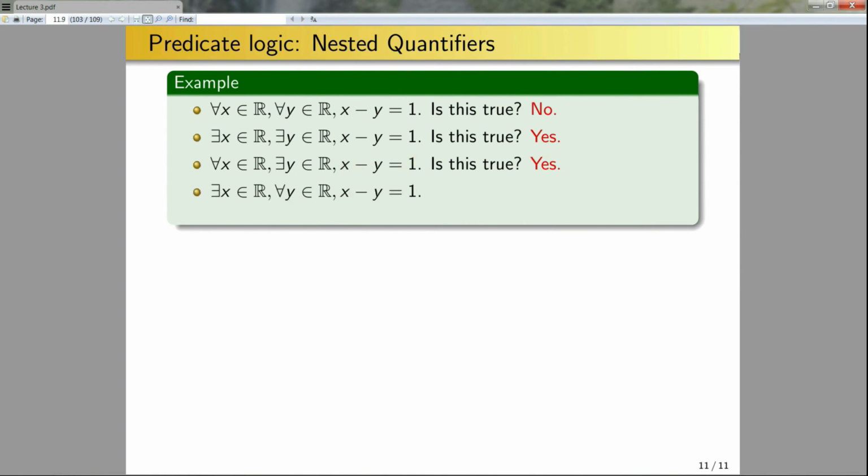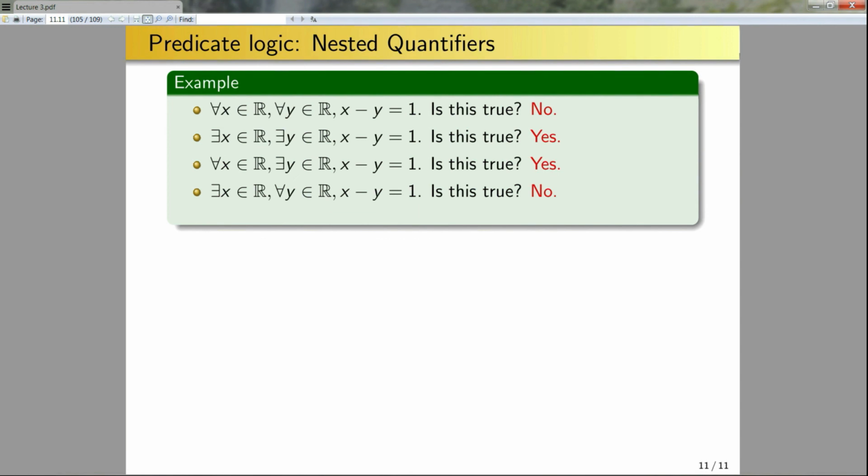Finally, I can swap this order. There exists an x in R for all y in R such that this is true. Is this statement true? So pause the video and think for a little bit. So no, this statement would not be true. What this statement is saying is that I can find some value of x such that no matter what the value of y is, this statement is true. And that is clearly not true.